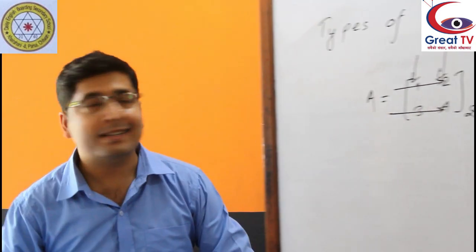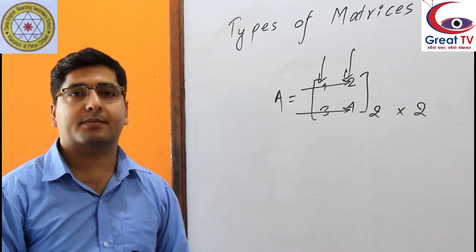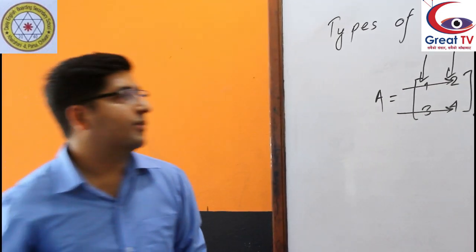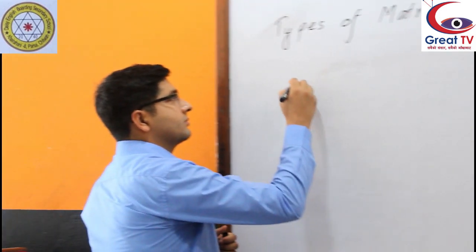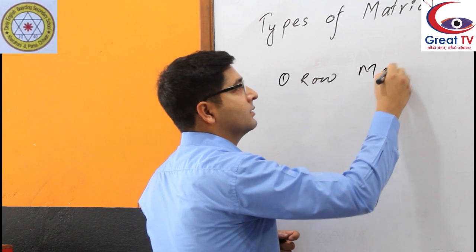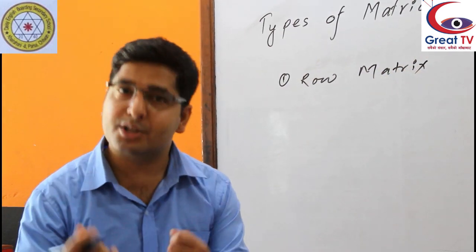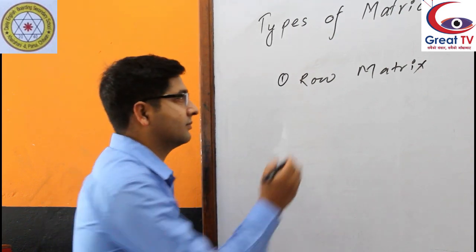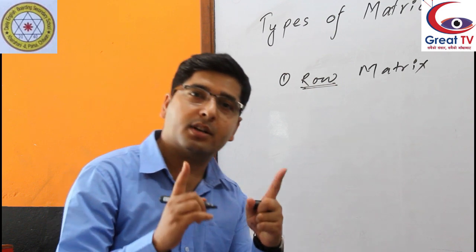Okay students, let's start our class. Types of matrix. What are the types of matrix? First, we have the row matrix. Students, do you know what we mean by row? Row always represents a horizontal line.